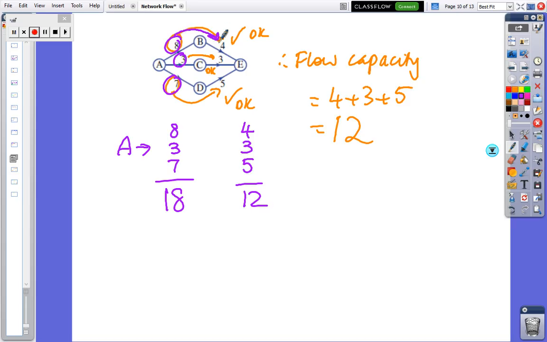So 8 can definitely feed 4, so the 4 is okay. 3 can feed 3, so 3 is okay. 7 can deliver 5, so 5 is okay. So the flow capacity is 12.